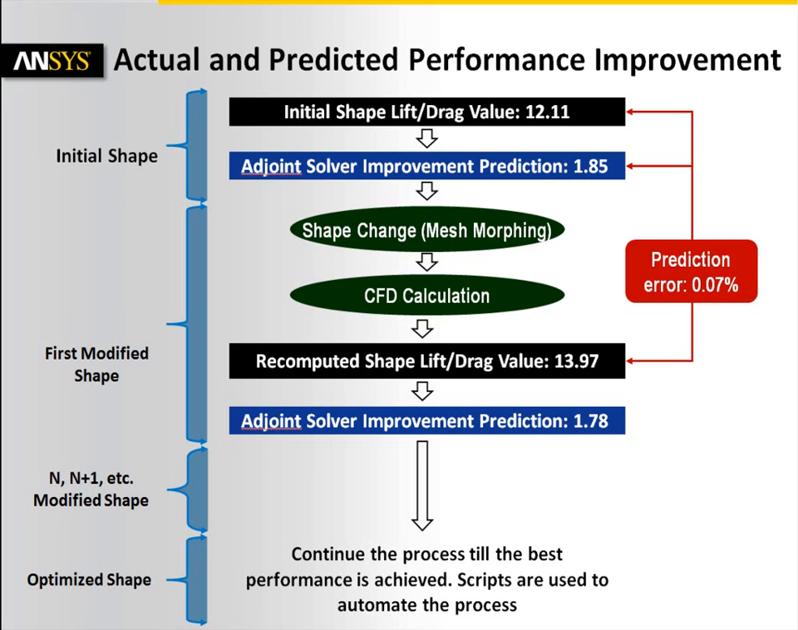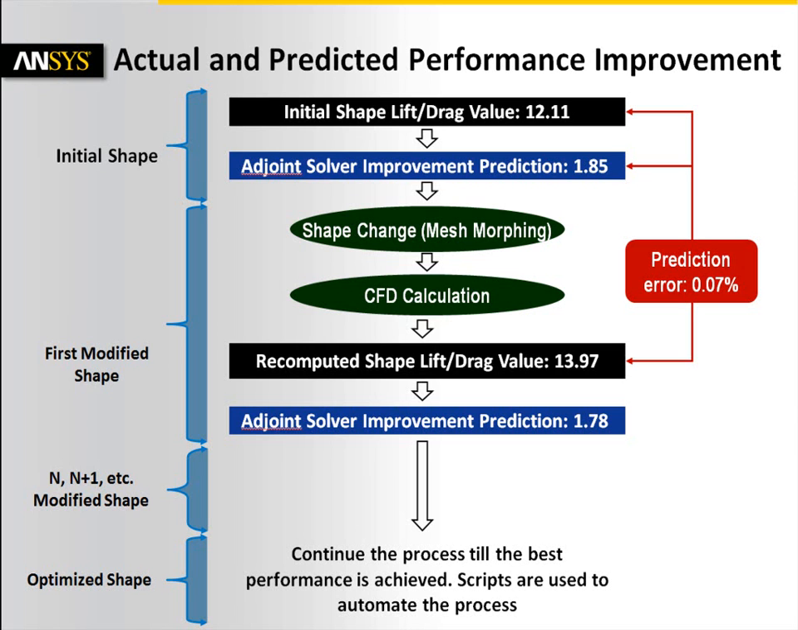Let's take a look at what we did. We had an initial shape where the lift over drag ratio was 12.11. We ran the Adjoint solver, and it predicted an improvement of this ratio of 1.85. So knowing that, we modify the shape, do the mesh morphing, redo the CFD calculation, evaluate the lift over drag ratio, and we found that the new value is 13.97. Actually an error in the prediction of 0.07%, which is very good.